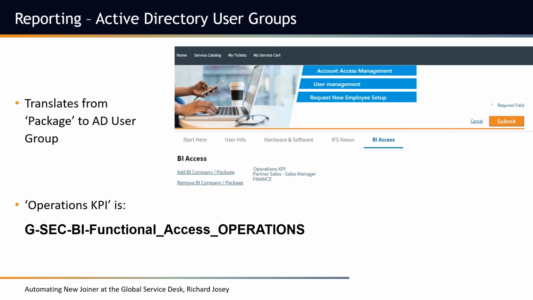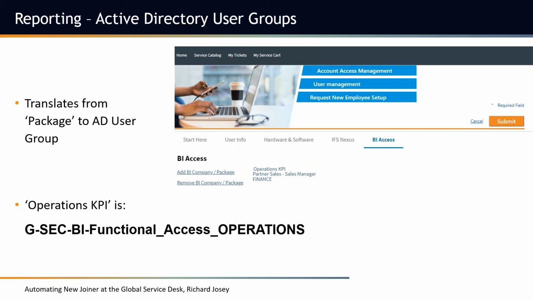someone has accidentally clicked on the wrong security group as they were doing it, and instead of doing GSEC BI functional access operations, they did GSEC BI functional access operations KPIs or something like that, because I know they've got some very similarly named groups in there, and then didn't spot that they clicked on the wrong one, and now someone's got access to a report they shouldn't have, and hasn't been approved just due to human error.